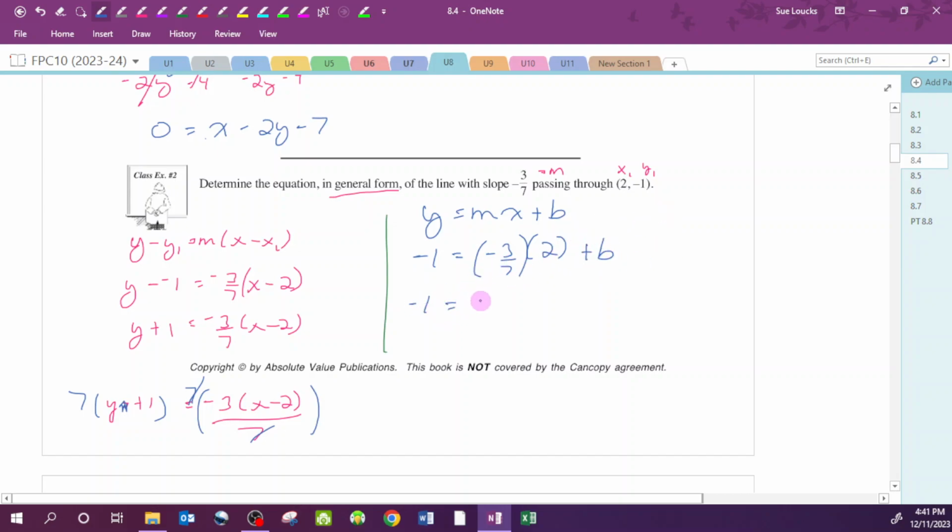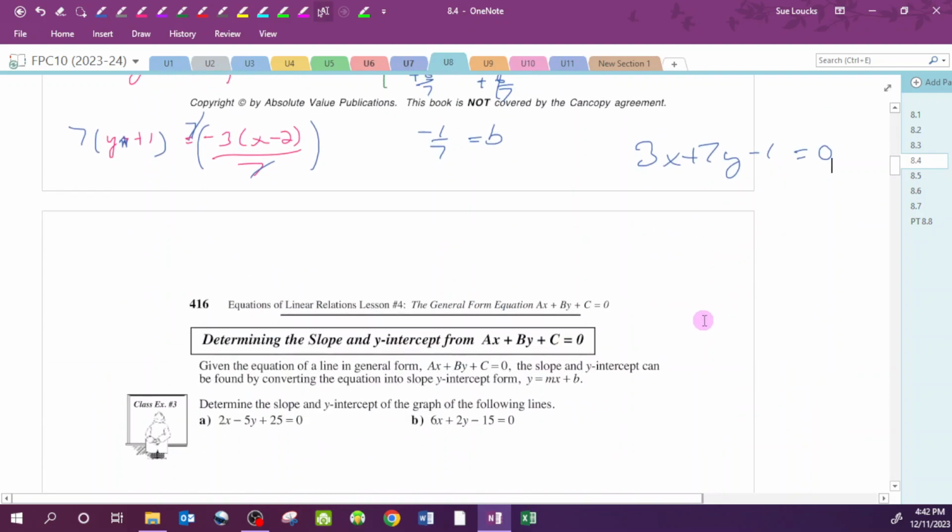So I'm going to solve for b. So I've got negative 1 equals negative 6 over 7 plus b. I need to add 6 over 7 to both sides. That cancels. So I've got minus 1 plus 6 over 7. That's going to be minus 1 over 7 equals b. So my equation in slope-intercept form is going to be y equals negative 3 over 7x minus 1 over 7. And if I continue on with my algebra, with either method, I'm going to end up with 3x plus 7y minus 1 equals 0.